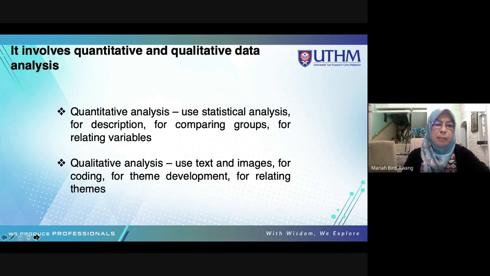Besides that, mixed methods involves quantitative and qualitative data analysis. For quantitative analysis, use statistical analysis for description, for comparing groups, for relating variables. And qualitative analysis uses text and images for coding, for theme development, for relating themes.